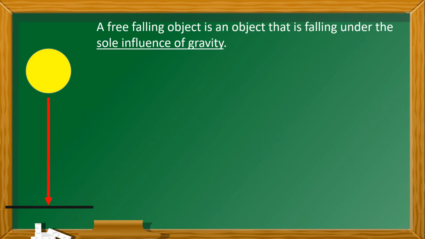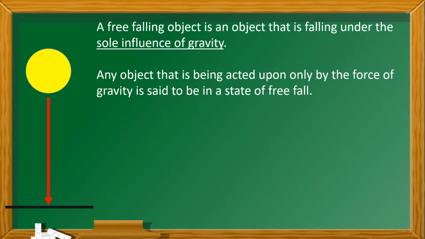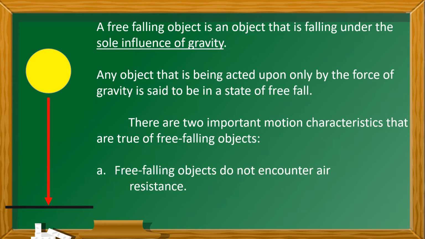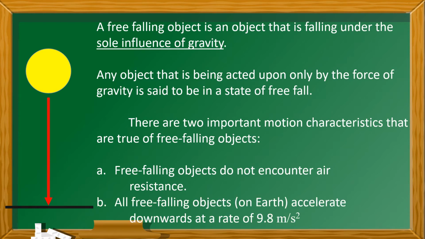So a free-falling object is an object that is falling under the sole influence of gravity. Any object that is being acted upon only by the force of gravity is said to be in a state of free fall. There are two important motion characteristics that are true of free-falling objects. The first one is that free-falling objects do not encounter air resistance. The second one is that all free-falling objects on Earth accelerate downwards at the rate of 9.8 meters per second squared.